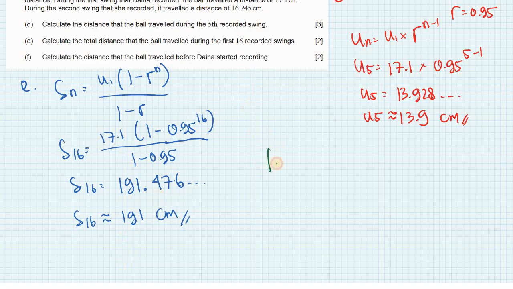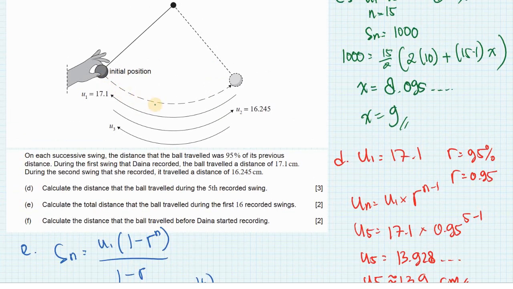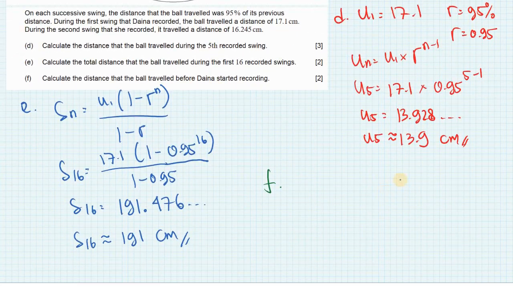Question F, I'll do it here. Calculate the distance that the ball traveled before she started recording. Before she started recording, it means this one. If this is U1, this one will be U0. So for U0, we can use the same formula: Un is equal to U1 times R to the power of n minus 1. So U0 is equal to U1, which is 17.1, times the R, 0.95, to the power of 0 minus 1.